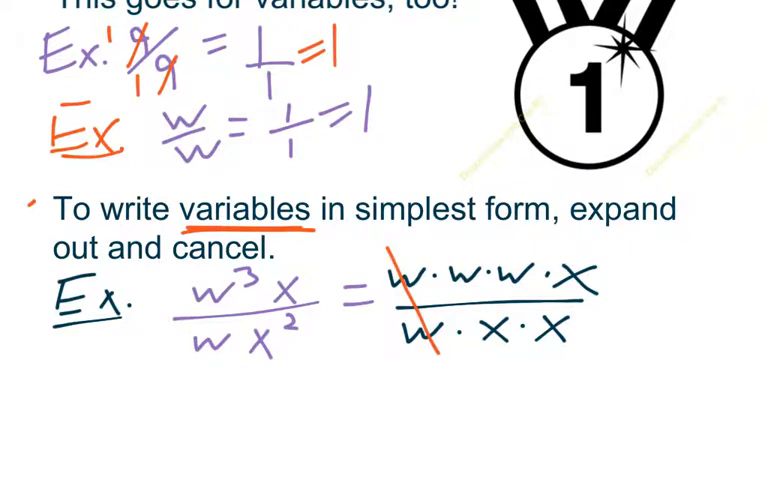X over x is 1. And then w times w is what's left. See, nothing else cancels here. The w's and the x, there's nothing else to cancel. So we just have w to the second power over x. And that's our final answer. That's simplified all the way.